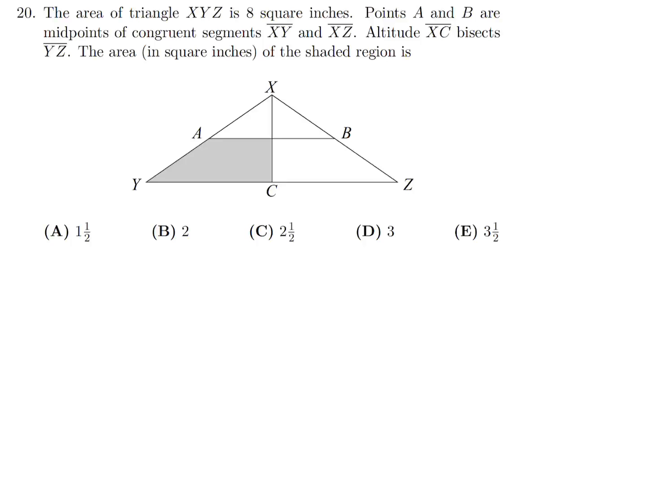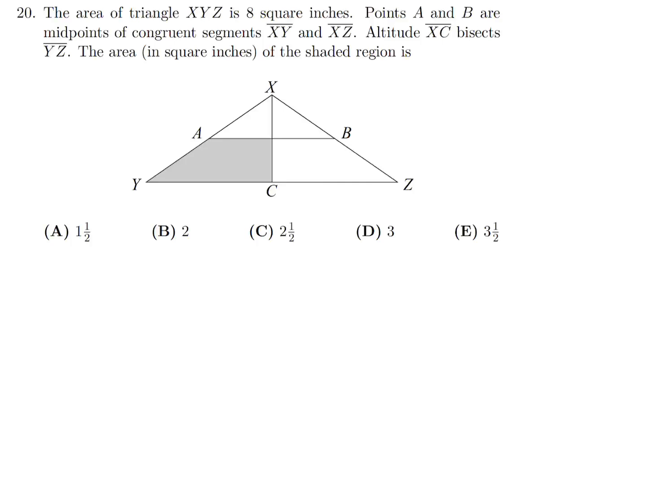The area of XYZ is 8 square inches. Points A and B are midpoints of congruent segments XY and XZ. Altitude XC bisects YZ. The area in square inches of the shaded region is. All right, let's start by doing some labeling here.